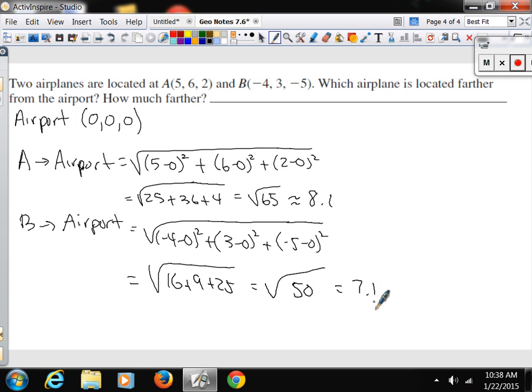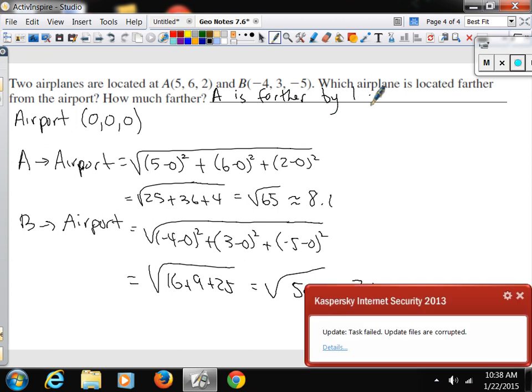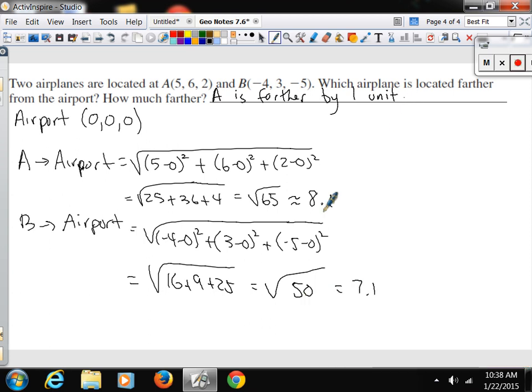So which airplane is farther from the airport? A. A is farther. A is farther by how much? 1 unit. Now we don't know what that unit might be. On this graph, each unit might be 100 miles because it's an airplane. So it could be 100 miles, could be 1,000 miles, it could be 500 miles. You just don't know on this unit. But on the graph, they're 1 unit farther away.